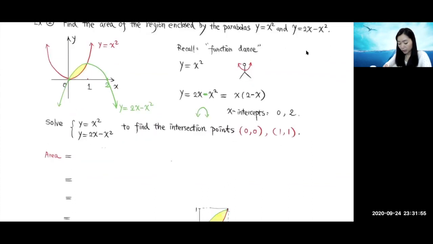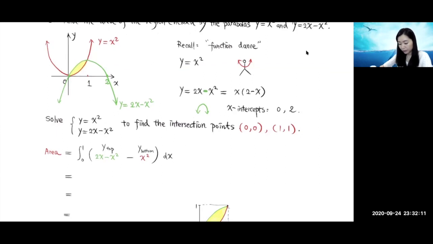Now, according to the formula, the area between these two curves is going to be the integral of the function on top, subtract the function at the bottom, and integrate this result, x going from 0 to 1. Okay, x goes from 0 to 1 because the intersection points are (0, 0) and (1, 1).